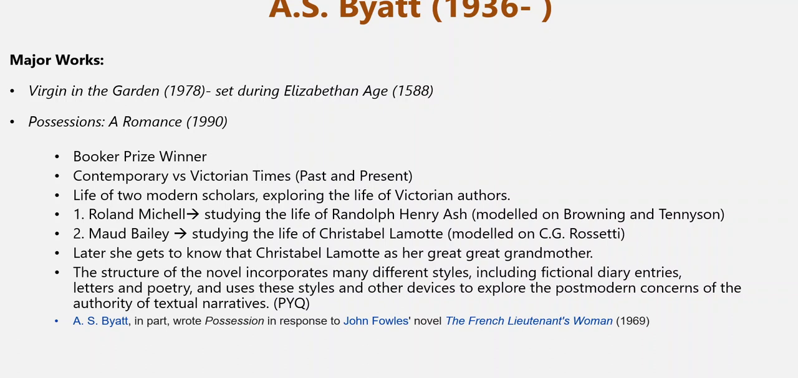Her works are very famous, especially Possession, because it won the Booker Prize. That's why it is important. The first novel written by A.S. Byatt is The Virgin in the Garden. It is set during the coronation of Elizabeth.